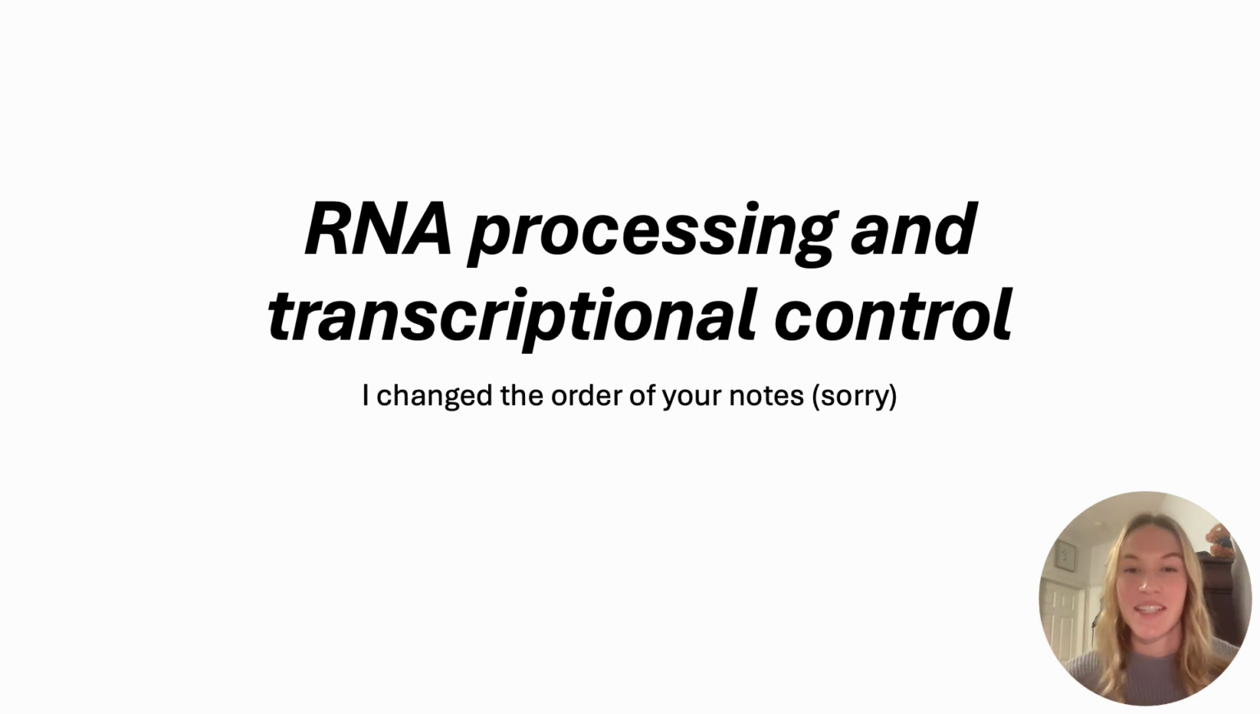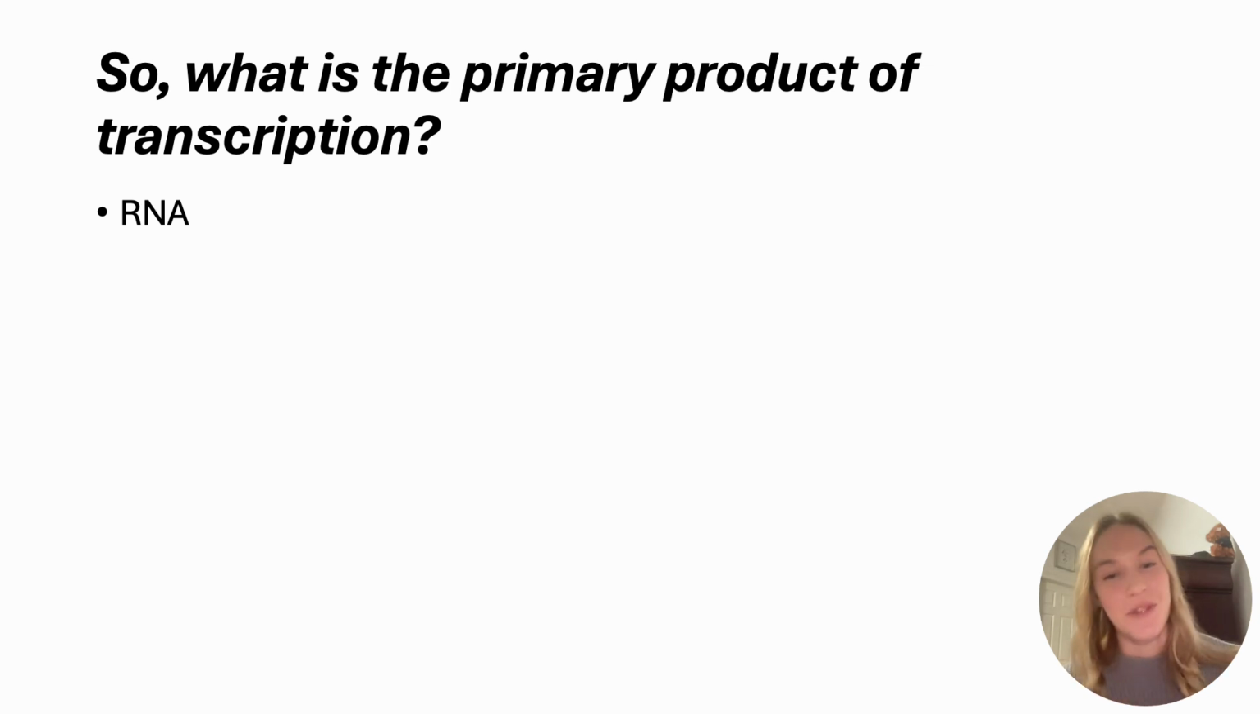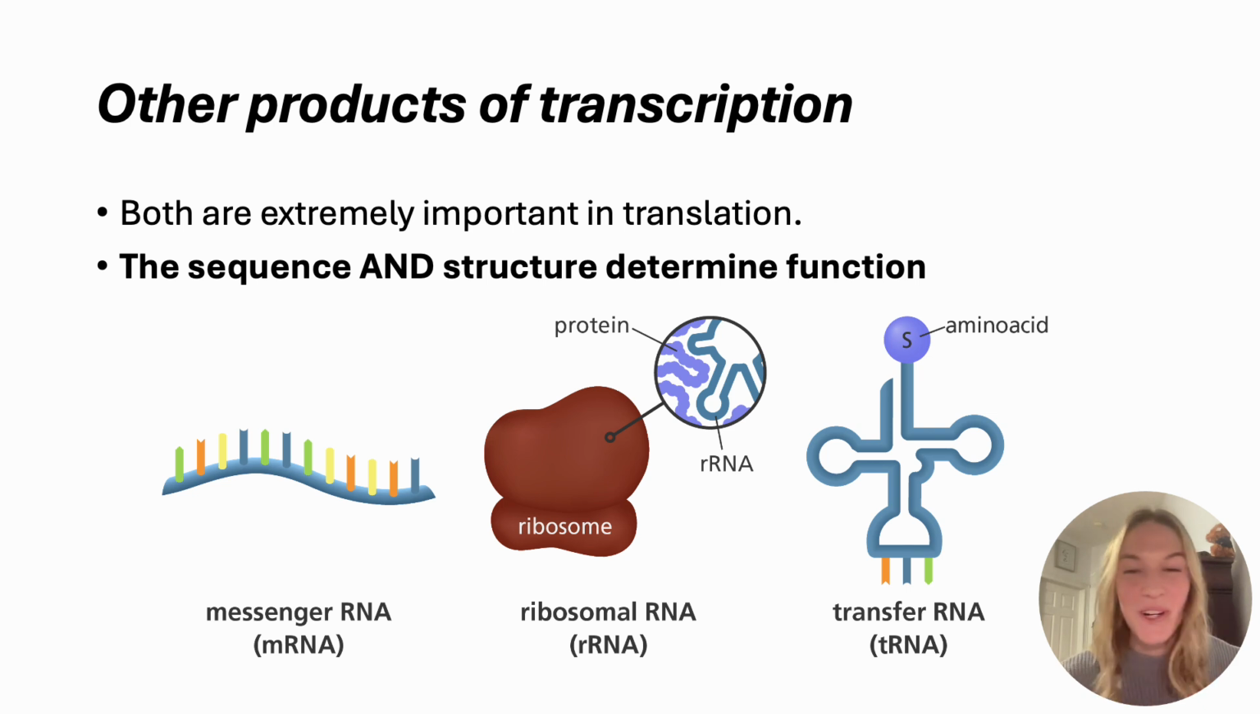I think it'll be worth it. So if you watched my last video, you should now know that the primary product of transcription is RNA. And so this video is all about RNA processing, so we're going to get a little bit more information in there. But the primary product is RNA, and we really pay attention a lot to mRNA, but there are other types of RNA. Now, we spend a lot of time talking about messenger RNA, but we also have ribosomal RNA, aka rRNA, and transfer RNA, aka tRNA. And these will both become very, very important when we get into translation.